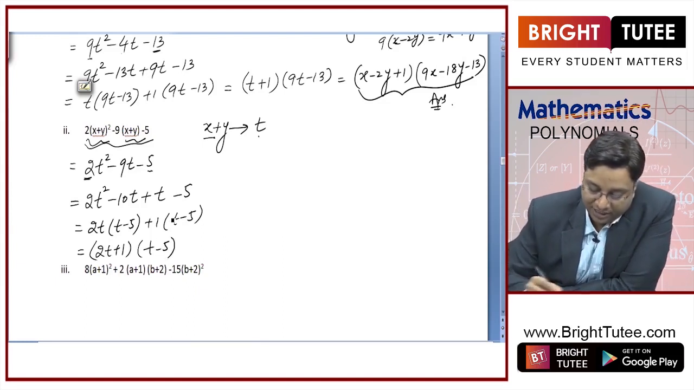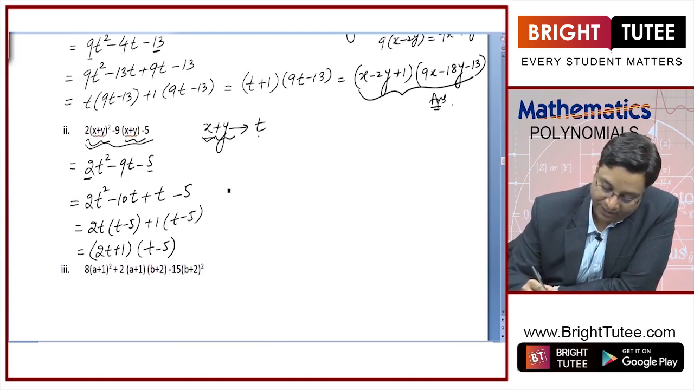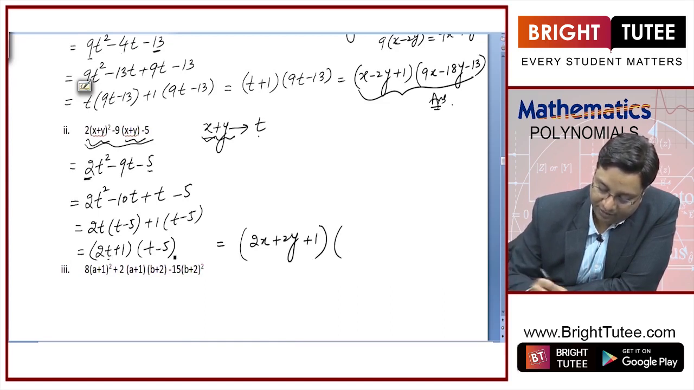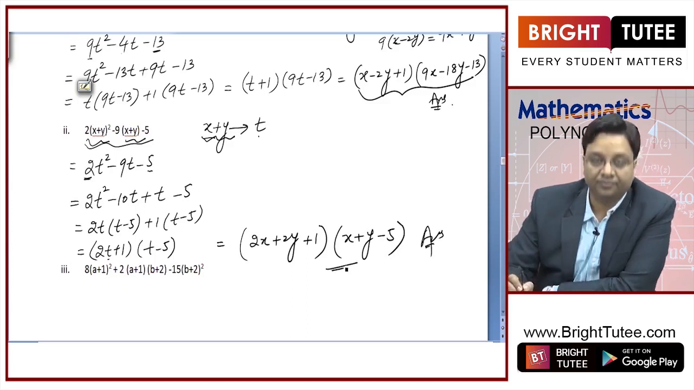Now finally, to write the answer, we cannot write the answer in terms of t. I need to replace t by x plus y. So the answer will be, I am replacing t with x plus y. So 2t will become 2x plus 2y and then plus 1, and t will become x plus y and minus 5 here. So this is the factorized form.